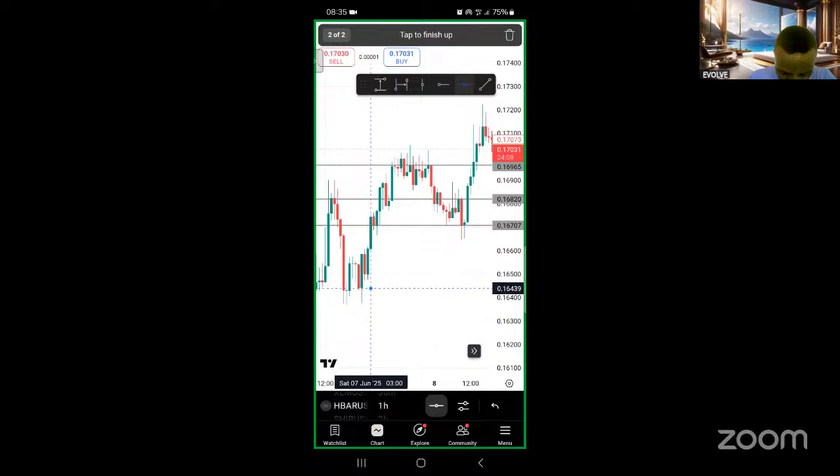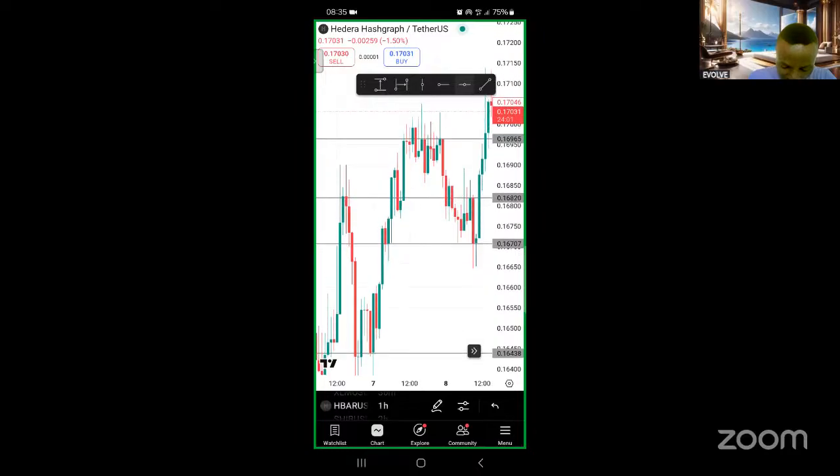The main one is this. So those are how many lines? Those are support lines.